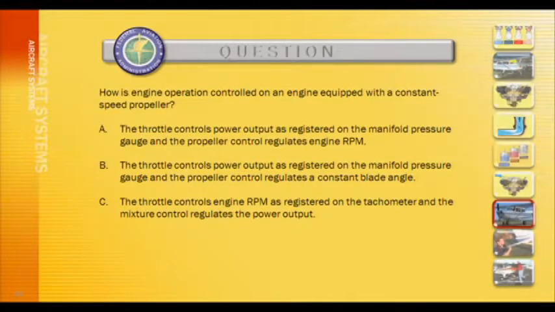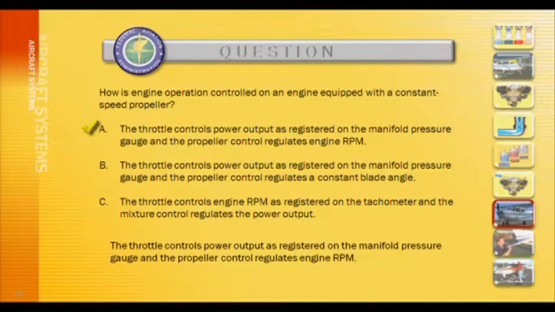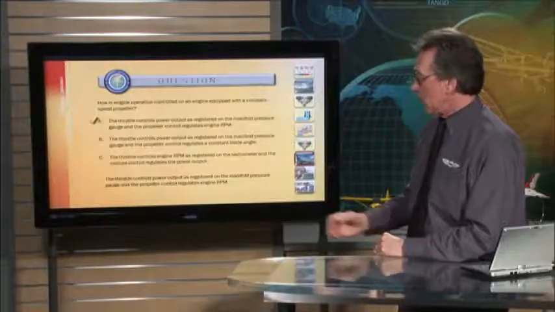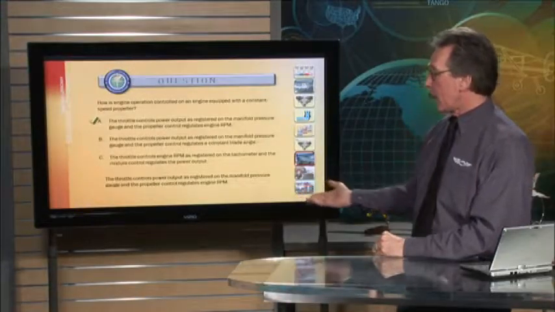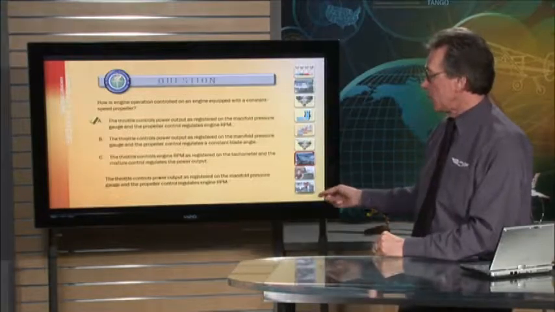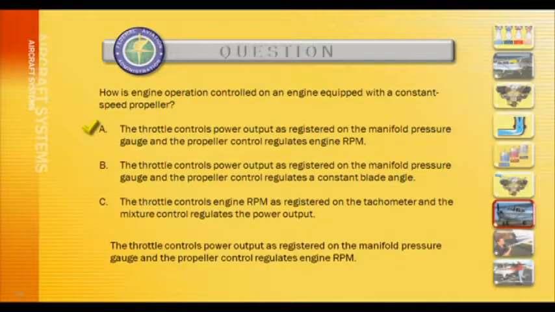Here's the question: how is engine operation controlled on an engine equipped with a constant speed propeller? The answer is A. The throttle controls power output as registered on the manifold pressure gauge, and the propeller control regulates engine RPM. Once again, a reminder, the throttle controls power output as registered on the manifold pressure gauge, and the propeller control regulates engine RPM.